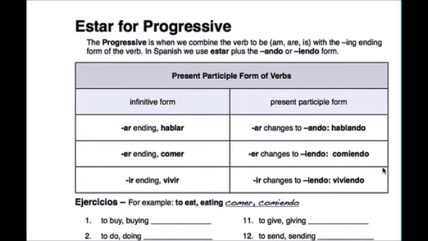So comer becomes comiendo. Vender becomes vendiendo. Aprender becomes aprendiendo. Right? Any verb that ends in ER or IR, we will replace with yendo. Right? Vivir becomes viviendo. Correcto. Subir becomes subiendo.